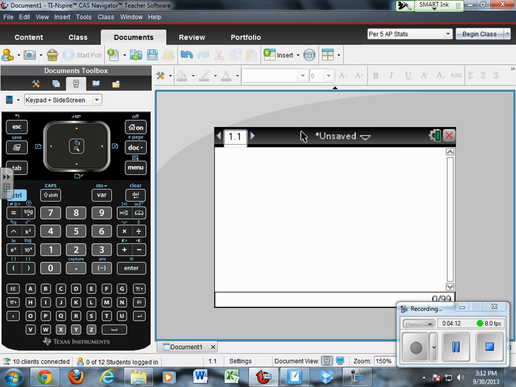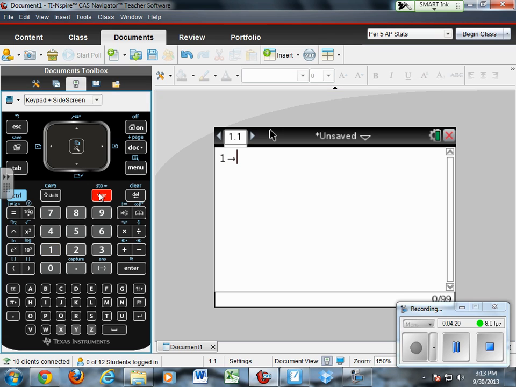So, first I'm going to say 1 and store. Your store button is above your variable button. Control variable, 1 store A. Okay, so that means anytime I type in an A, it'll be bold now and it'll just automatically give me 1. Okay? Then I'm going to do negative 100.